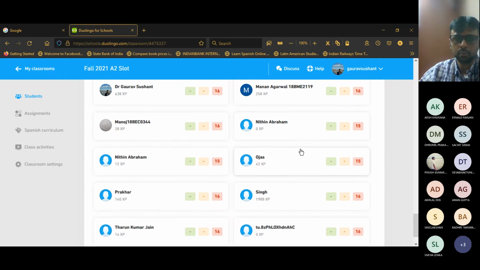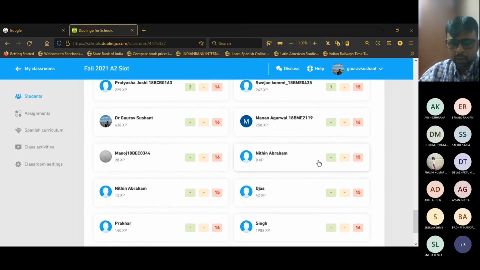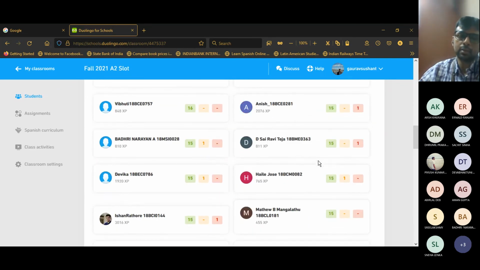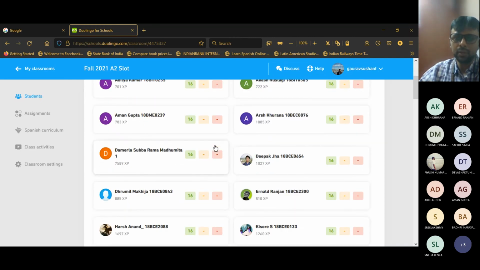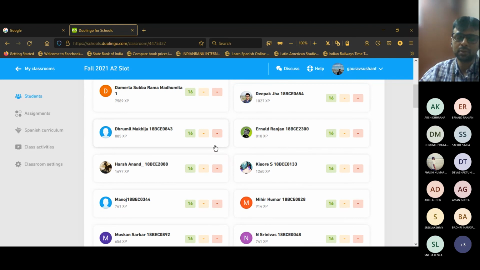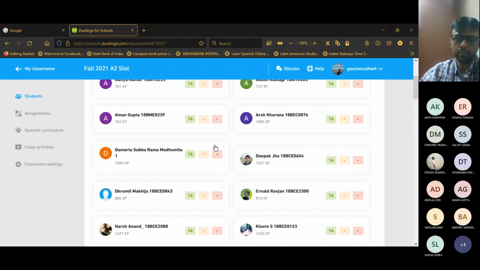Sir, what was the negative one that came in yellow? I mean, there are different color codes, right? Yes. The one on the left is completed assignments. The middle one is the late assignments, and the right one is the missed assignments. All right. But the total assignments we had, I think, was 15. 15, right? Because 16 included one sample assignment I gave in the very beginning. Otherwise it is 15 only. Oh, all right. Okay. Thank you, sir.